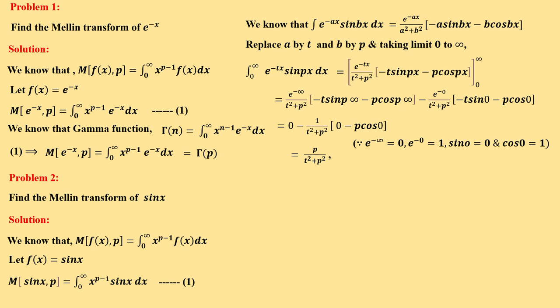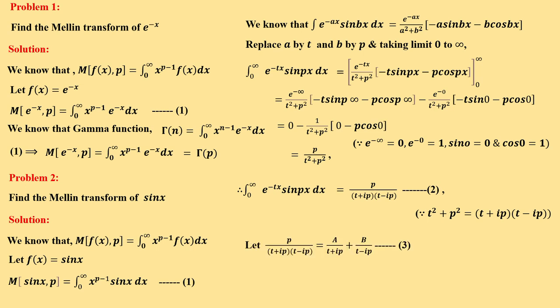This can be written as p divided by, factorizing t square plus p square, t plus ip into t minus ip. That is equation number 2. Now using the partial fraction method, we split into two terms. So we take p by t plus ip into t minus ip, which can be written as a by t plus ip plus b by t minus ip. That is equation number 3 by partial fraction.